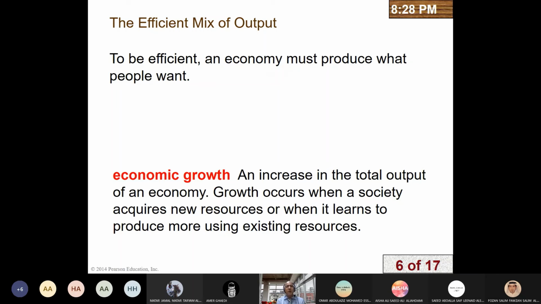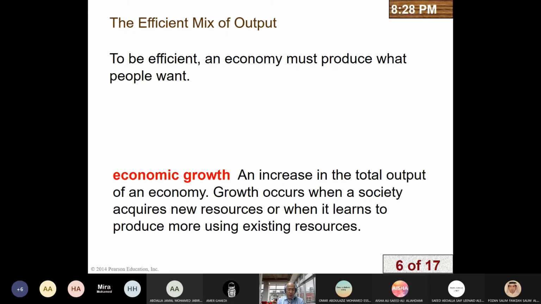The efficient mix of output. To be efficient, an economy must produce what people want. Okay, so again, what should be produced? We say our economy is efficient if we produce a combination of goods and services demanded by people. When we say demanded by people, people are ready to purchase them at their current prices. And the economy produces such goods and services at lower cost. So we produce what is desired by people, what people want, at lower cost.